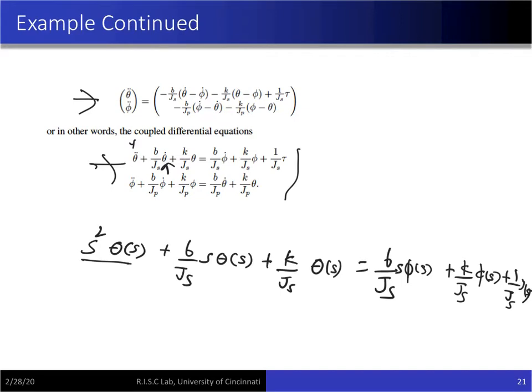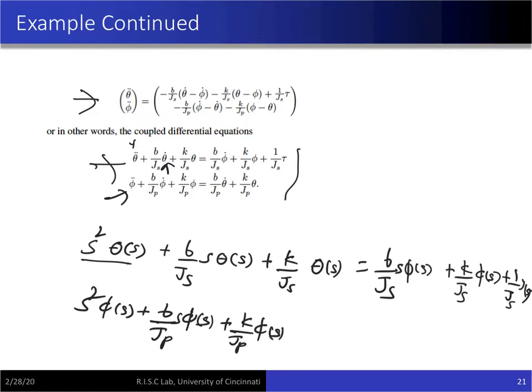Okay, so this is what we have, and then second, again you can do Laplace for this. It will be s square phi(s) plus b by Jp s phi(s) plus k by Jp phi(s) equals b by Jp s theta(s) plus k by Jp theta(s). Okay, so these are the two equations we have now.